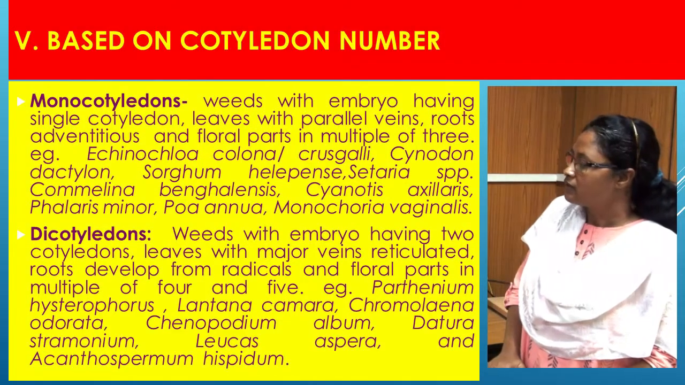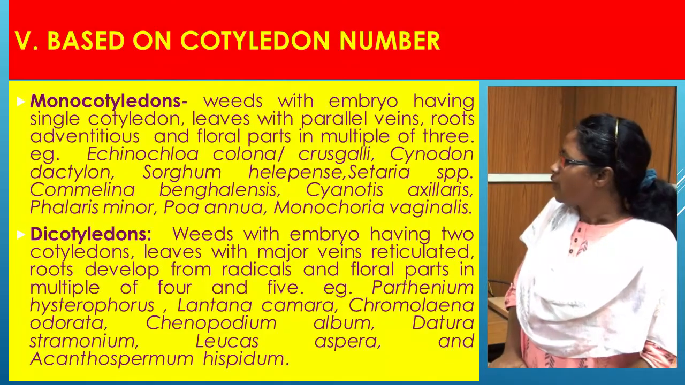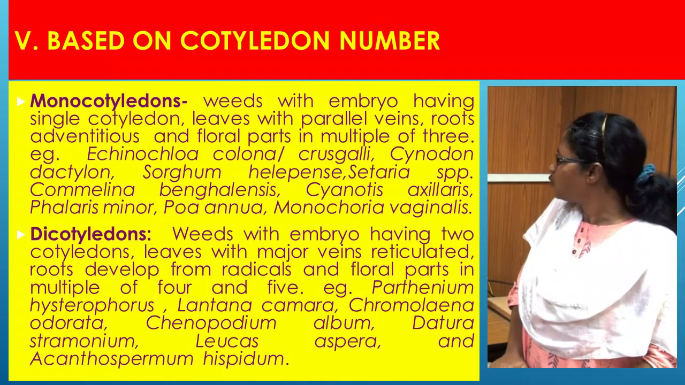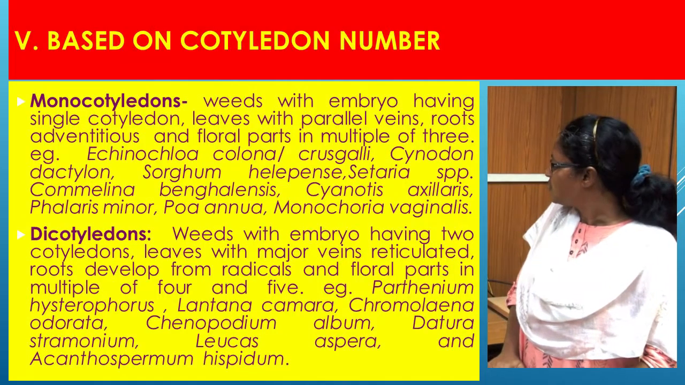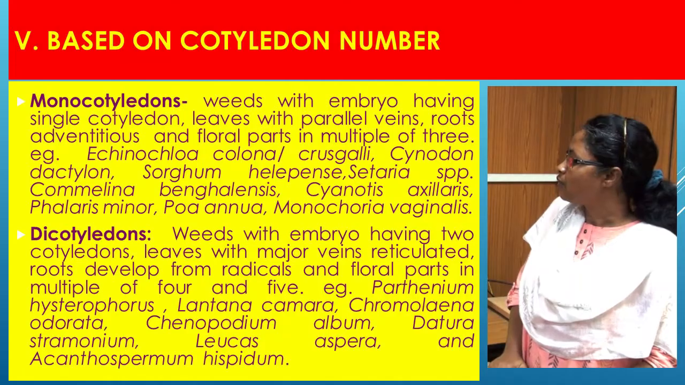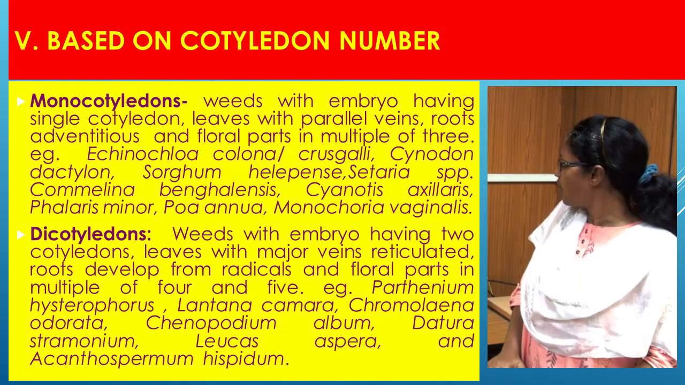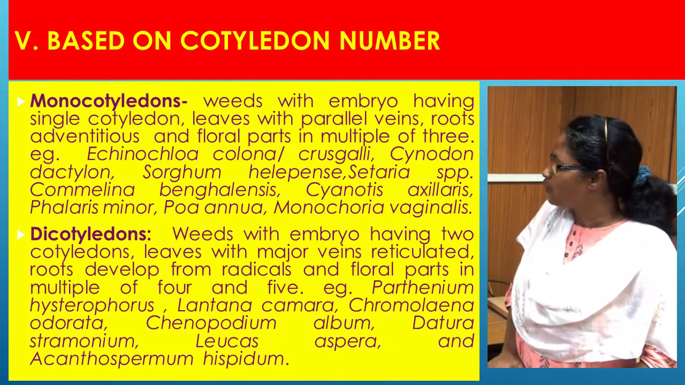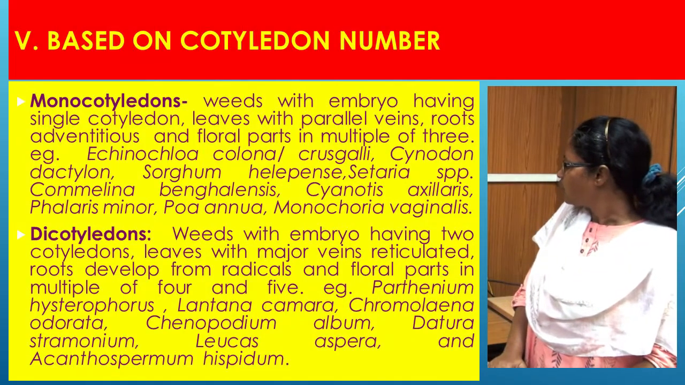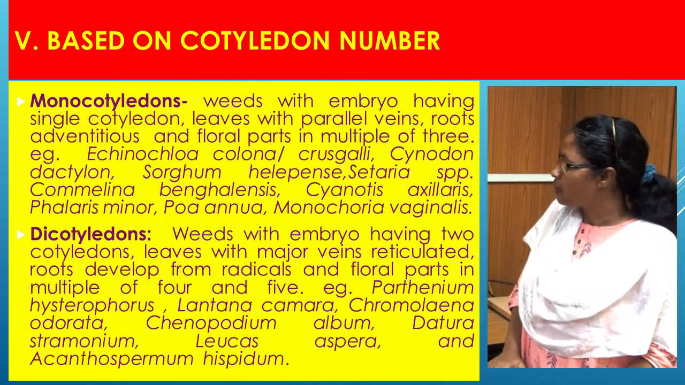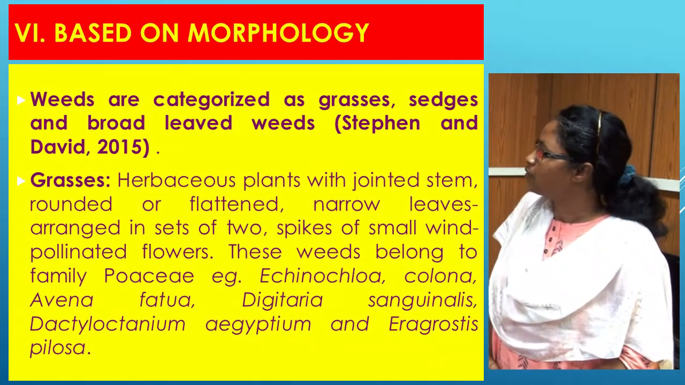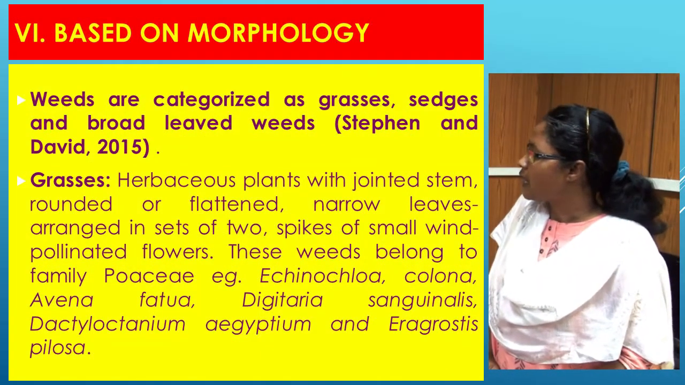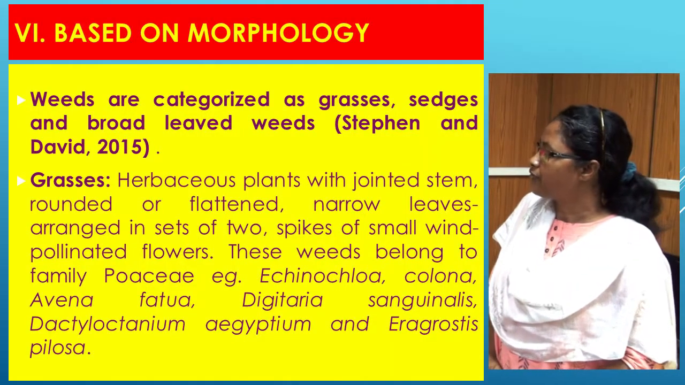Next, dicotyledons. Dicotyledon weeds have embryo with 2 cotyledons and leaves with major veins reticulated, roots developed from radicle, and floral parts in multiple of 4 and 5. Example is Parthenium hysterophorus, Lantana camara, Chromolaena odorata, Chenopodium album, Datura stramonium, Achyranthes aspera, and Acanthospermum hispidum. Other classification is based on morphology. Weeds are categorized as grasses, sedges, and broadleaf weeds.